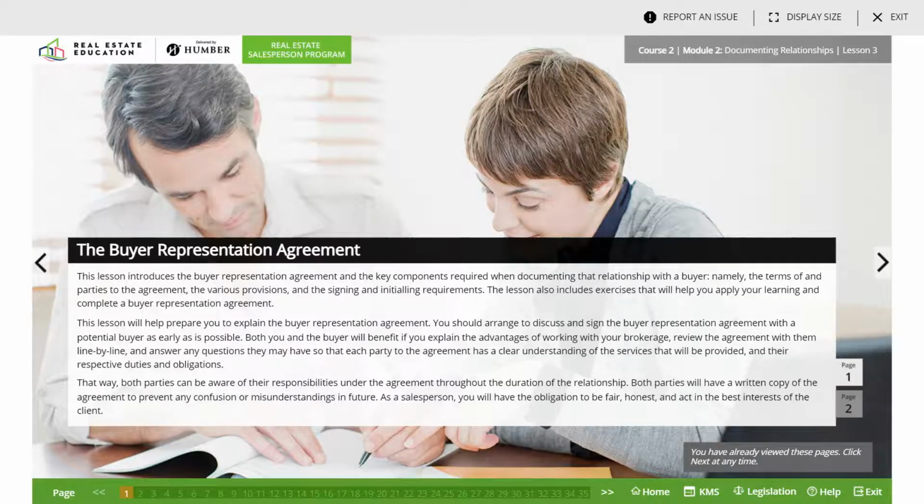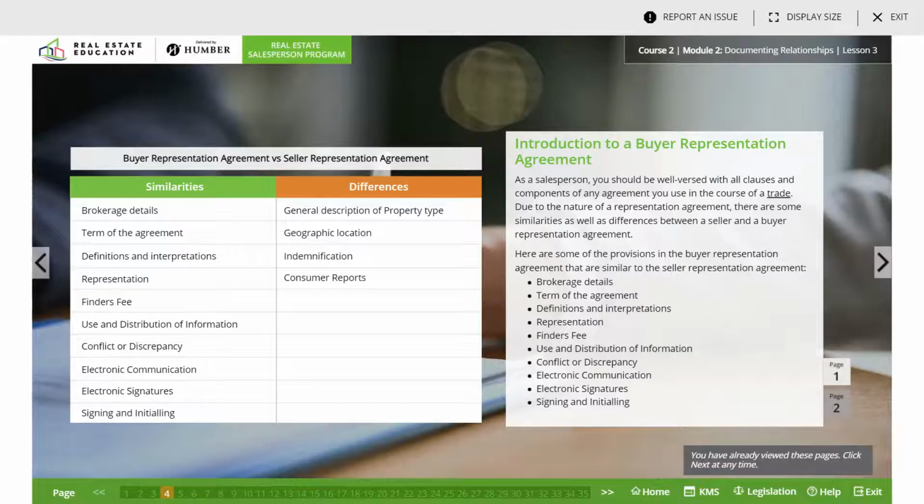There are a lot of pages you have to go through, almost 64 pages, but I found that the most useful information was on page 4, where it tells you the similarities between the buyer's representation agreement and the seller's representation agreement. As a salesperson, you should be well versed with all clauses and components of any agreement you use in the course of a trade.